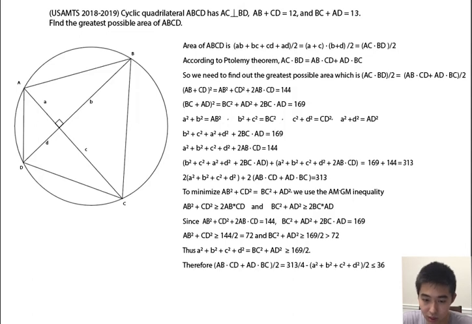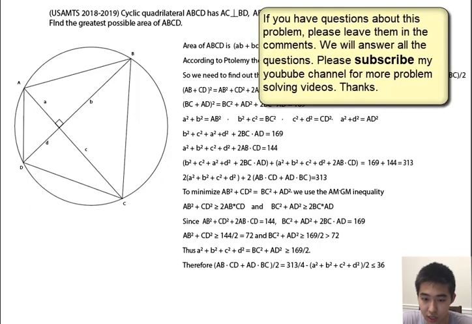So now, therefore, we have that the area of the quadrilateral is equal to 1/4 of (313 minus 2 times (a squared plus b squared plus c squared plus d squared)). If we plug that in, we get 36 as the final result. So the greatest possible area of ABCD is 36.